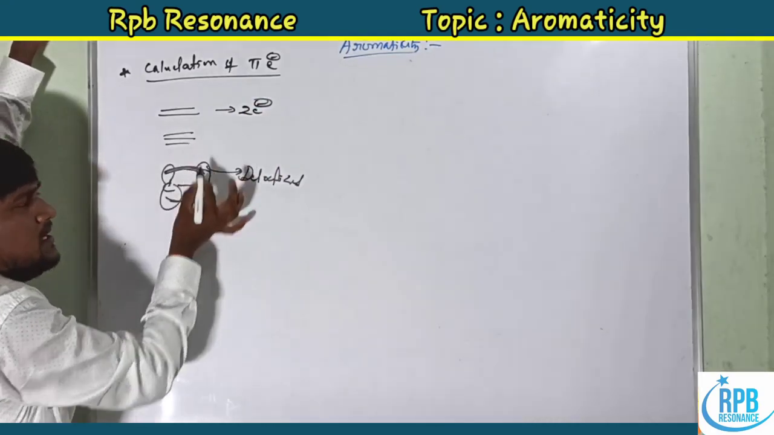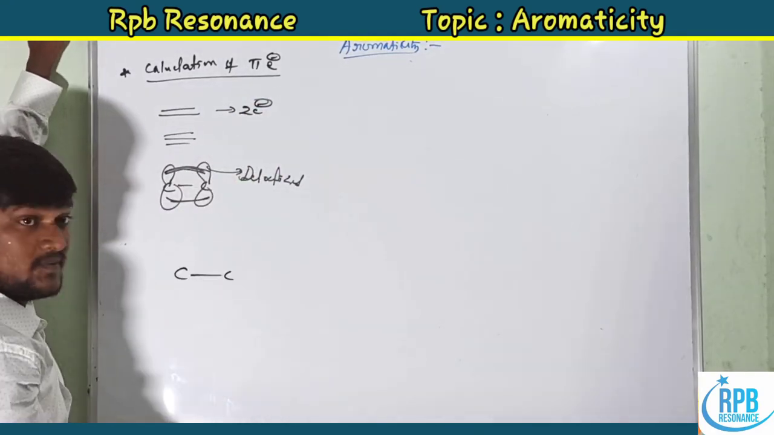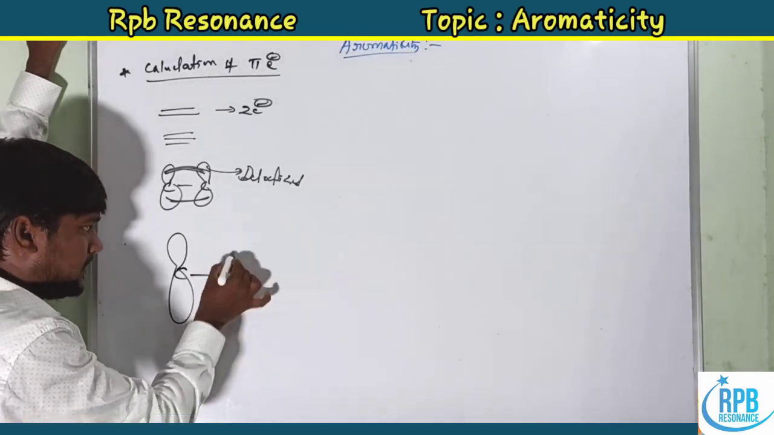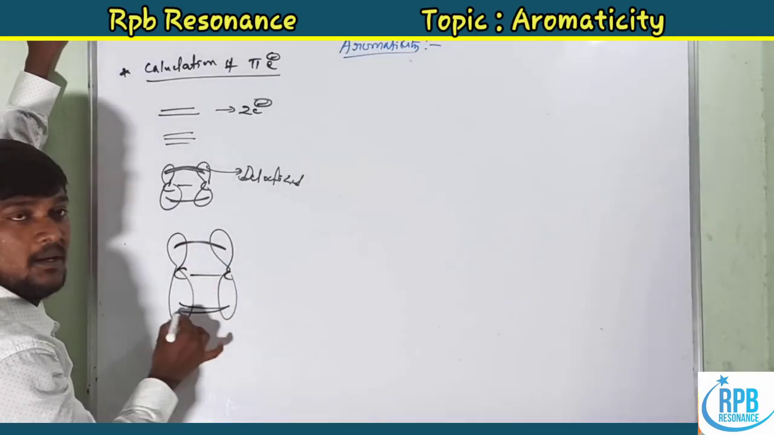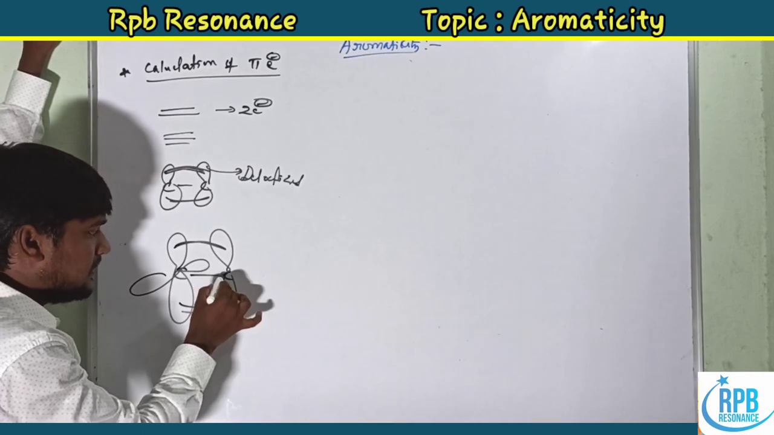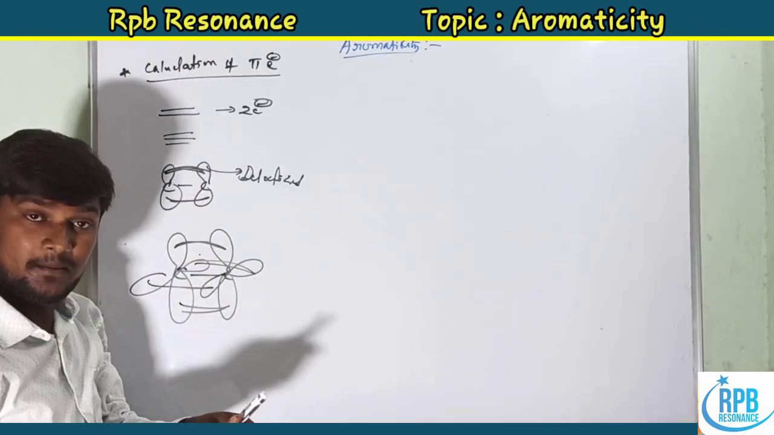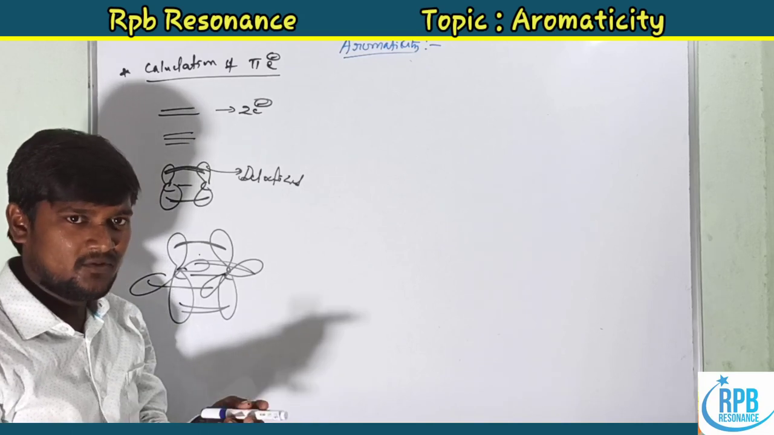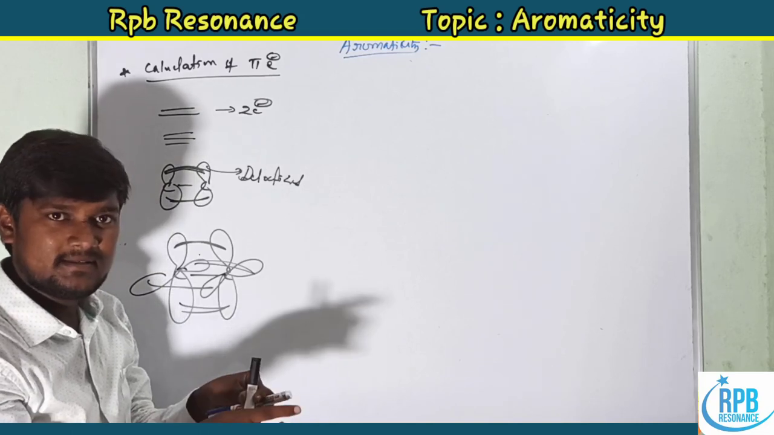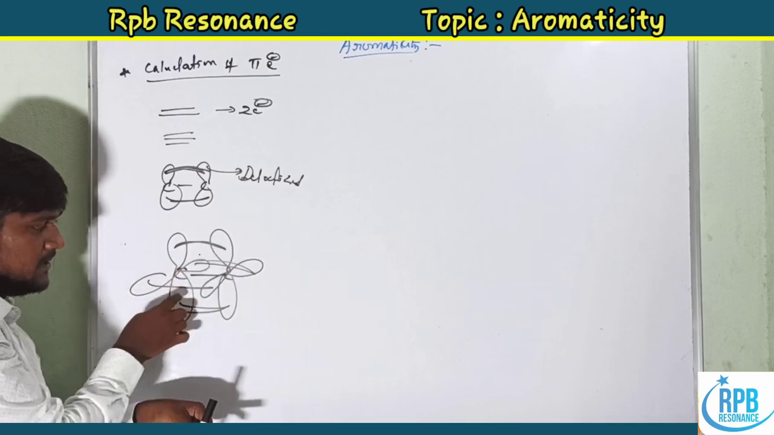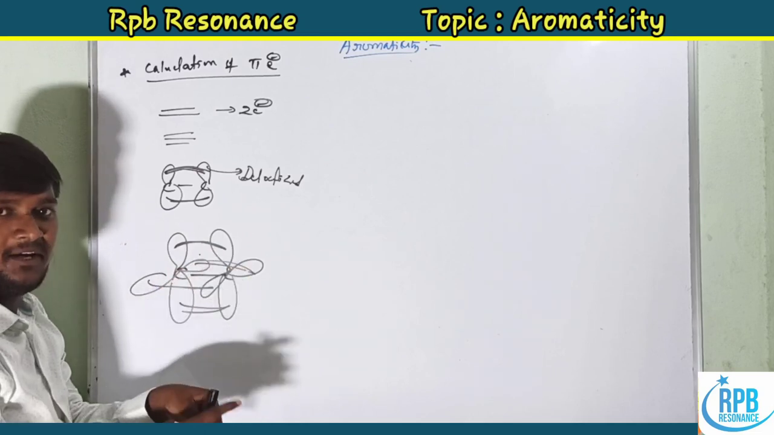Now in case of a triple bond, it has the carbon-carbon single bond. The second bond is a p orbital, so here it is the one pi bond. Now the third bond is perpendicular to the second pi bond. Here it is the first pi bond like this, and the second pi bond like this. These two are perpendicular to each other.